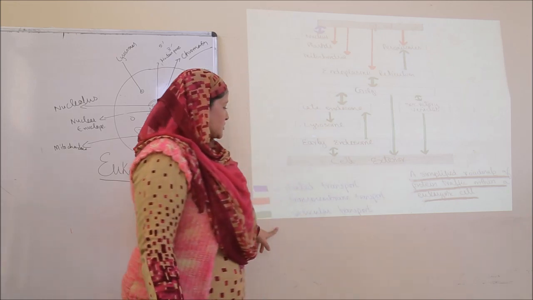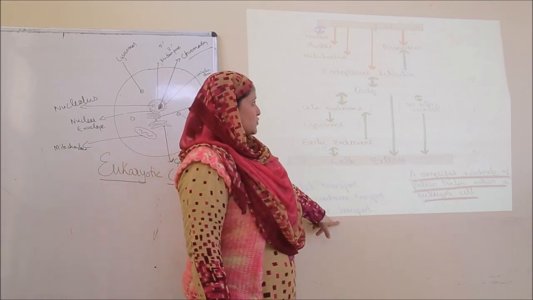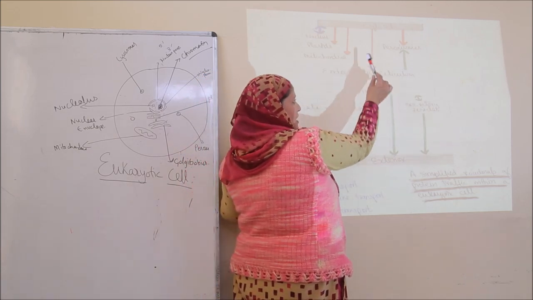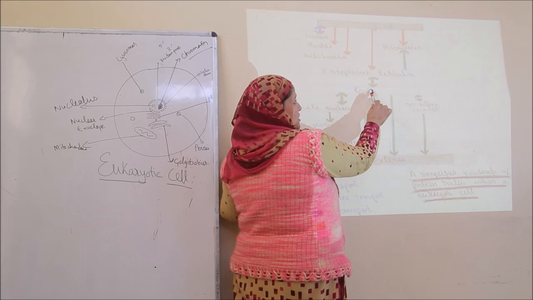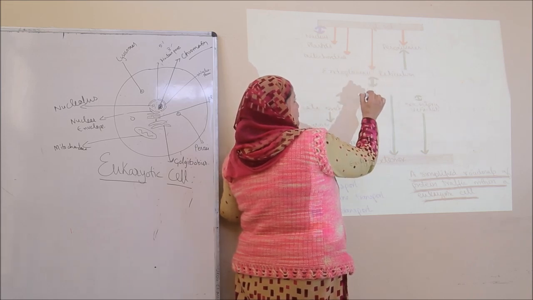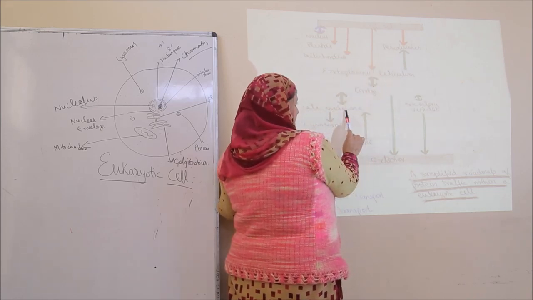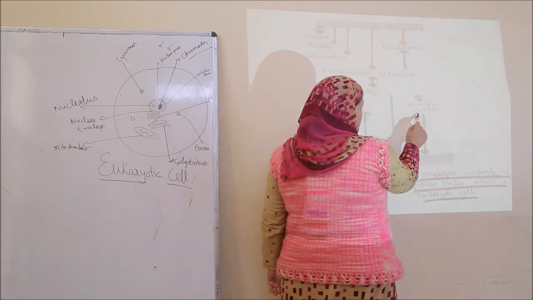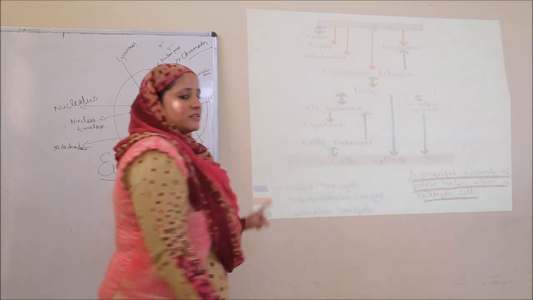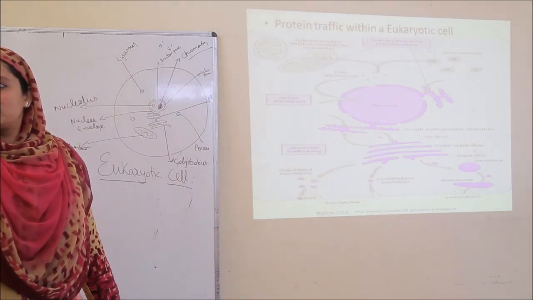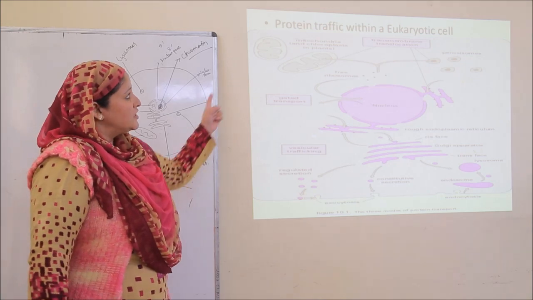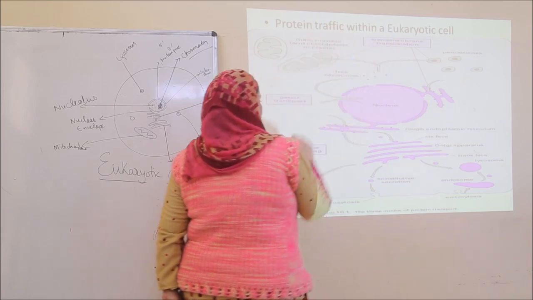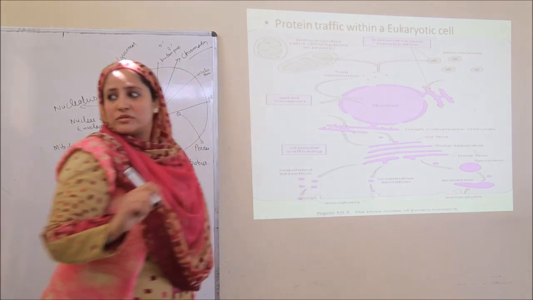And the third type of transport system is vesicular transport. It is between the endoplasmic reticulum and Golgi bodies, or from Golgi bodies to the endoplasmic reticulum, or from Golgi bodies to the late endosomes or early endosomes, or from Golgi bodies to the secretory vesicles. These are the three different types of transport systems. As we can see in this diagram: gated transport, transmembrane transport, and vesicular transport.